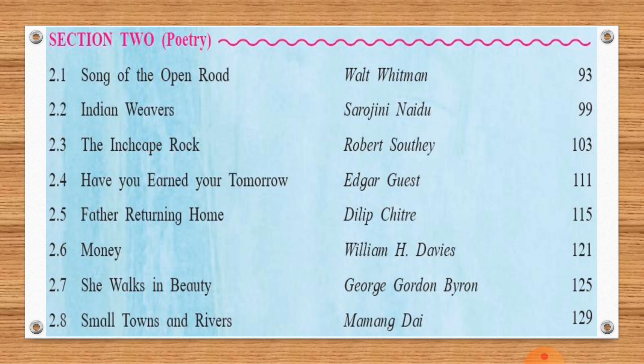Then students, our next poem is The Inchcape Rock, written by Robert Southey. Actually this poem is a ballad poem and it deals with a story of the 14th century, and through this poem the poet is telling us that the person who does wrong things will meet with due punishment.